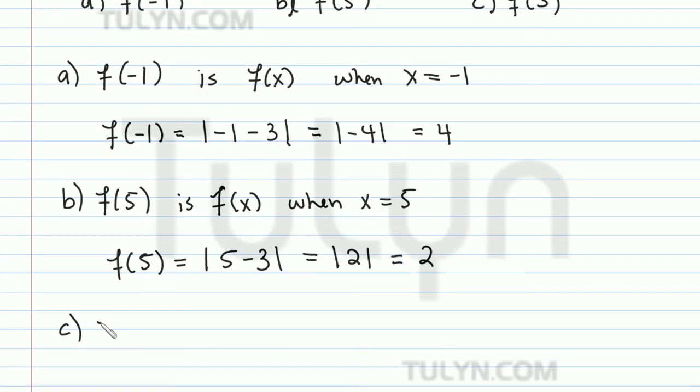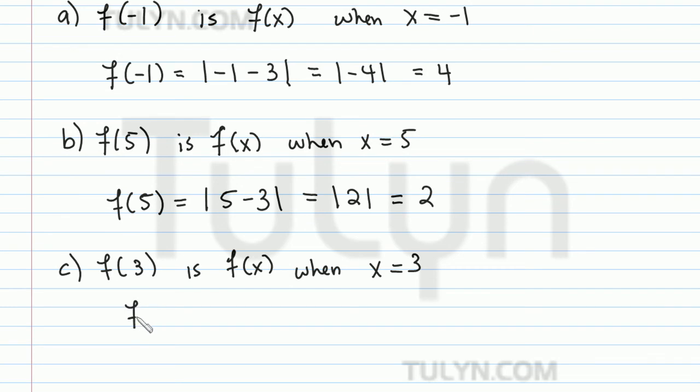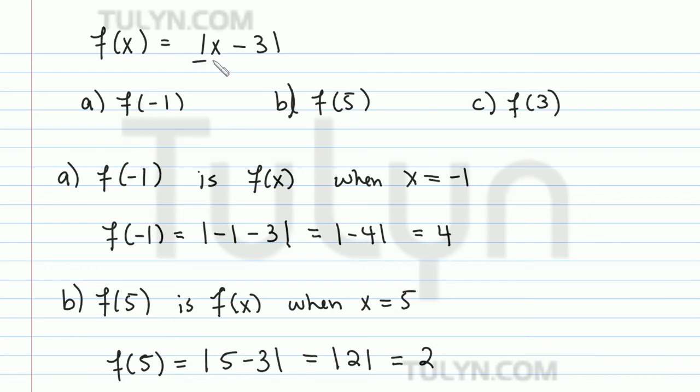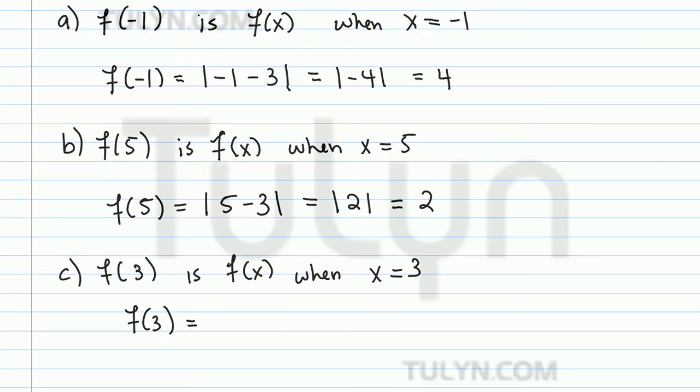So finally, f of 3 is f of x when x is equal to 3. So f of 3, since f of x is what? The absolute value of x minus 3, right? So here we replace x with 3. So this becomes the absolute value of 3 minus 3, which is the absolute value of 0. And since 0 is 0 units away from 0, we just write 0 here.